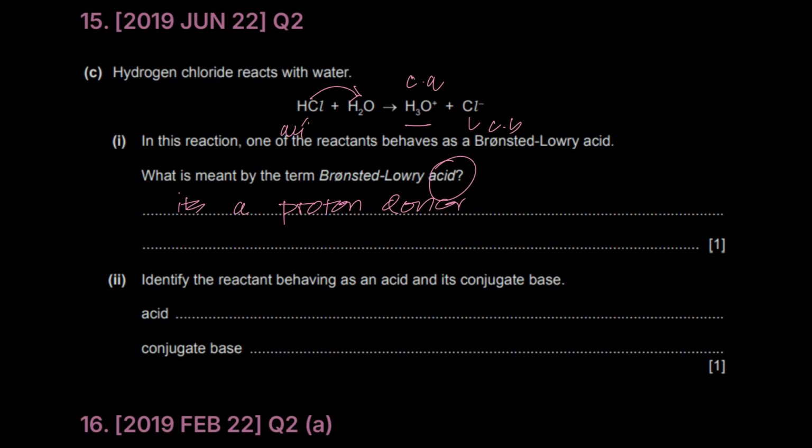So, this is my acid, and what's the base for it? The conjugate base is Cl minus. So, acid is HCl and Cl minus is the conjugate base.